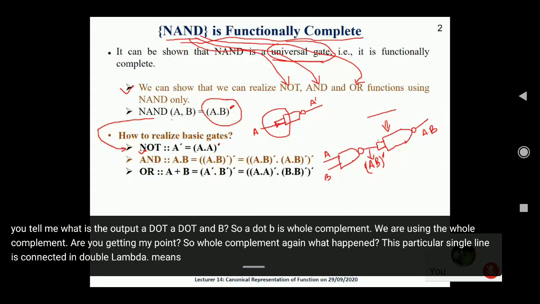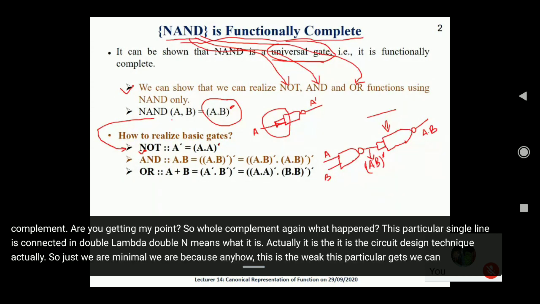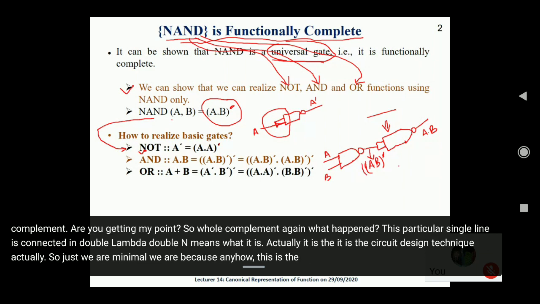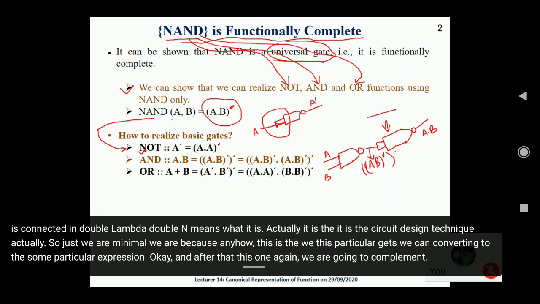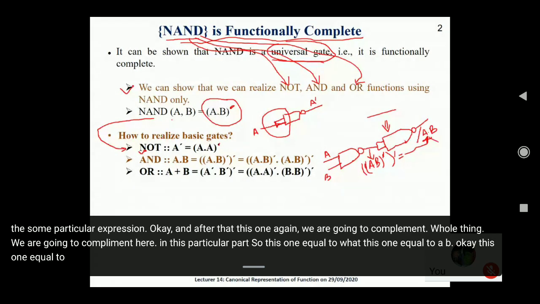It is actually a circuit design technique, because anyhow these gates we can convert to some particular expression. And after that, this one we again complement. The whole thing we are going to complement in this particular part. So this one equals AB.